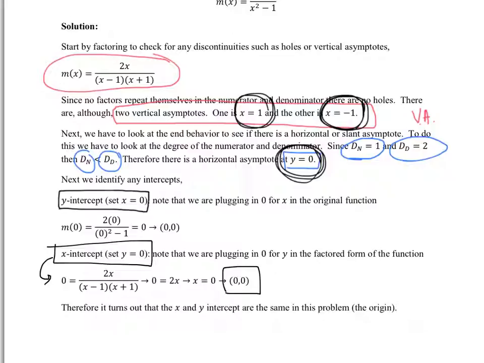Well, if that's your x-intercept, what else do you know? It's also the y-intercept. Remember, the origin is both an x and a y-intercept. That's the characteristic of the origin. It's both x and y-intercepts. So if we go back to the original equation, plug in 0 for x to find the y-intercept. You're going to get 0 over negative 1. Well, in that case, it's just 0. So the y-intercept and the x-intercept are the same thing.